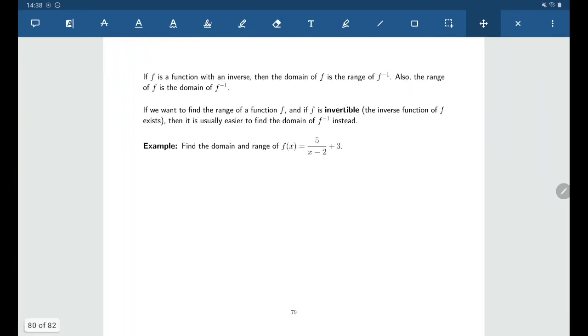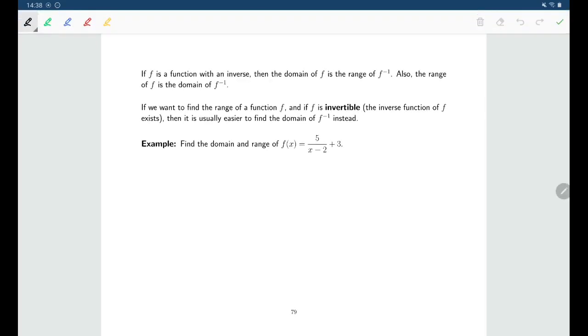So the thing that I'd mentioned before, which was that for the graph of f of x versus the graph of f inverse, everything is switched, and that includes domain and range. The domain of f is the range of f inverse, the range of f is the domain of f inverse. And that actually gives us a little bit of a nice thing to work with here.